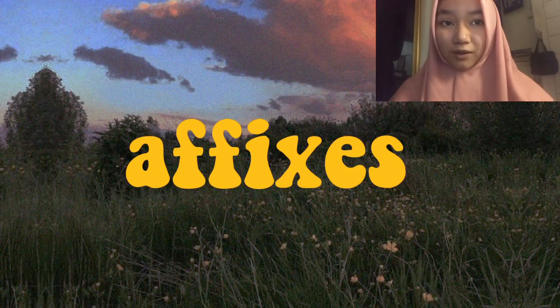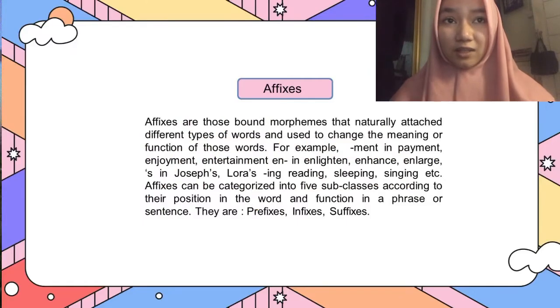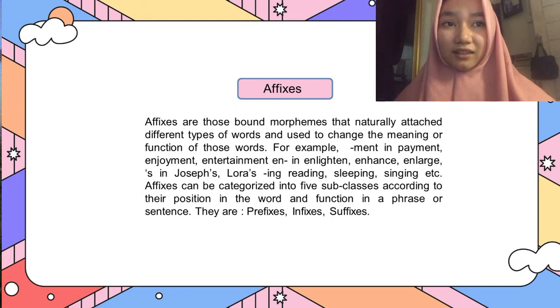So, I want to talk about affixes. Affixes are those bound morphemes that naturally attach to different types of words and are used to change the meaning or function of those words. For example, -ment in enjoyment, entertainment, and en- in enlighten, enhance, enlarge, as in Joseph's, Laura's, in reading, sleeping, singing, etc.